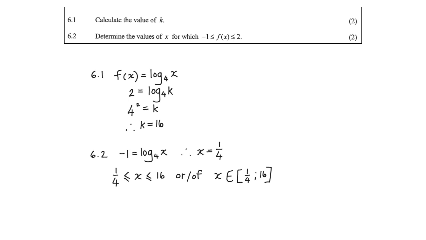Then in question 6.2, the students did not interpret the question correctly. They did not realize that they had to determine an x value when y is equal to -1. And that means that they gave an incorrect answer of x bigger or equal to 0 and smaller or equal to 16. In the next slide, we'll look at questions 6.3 and 6.4.